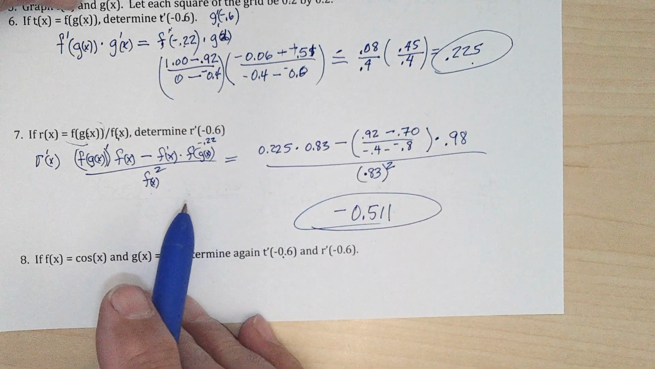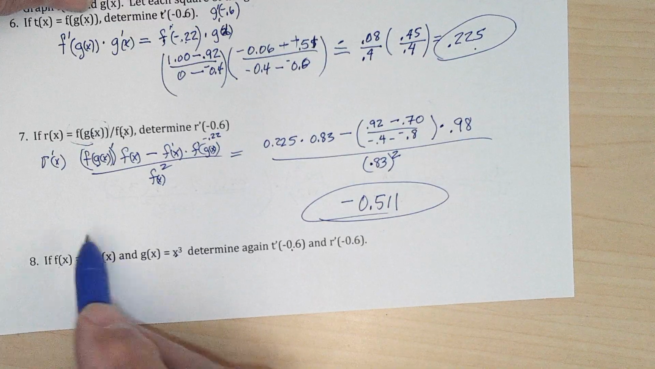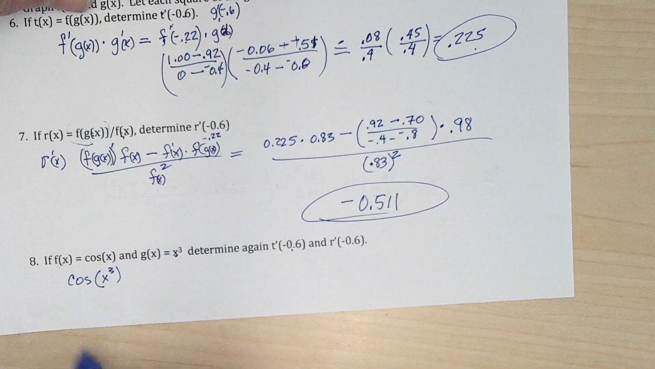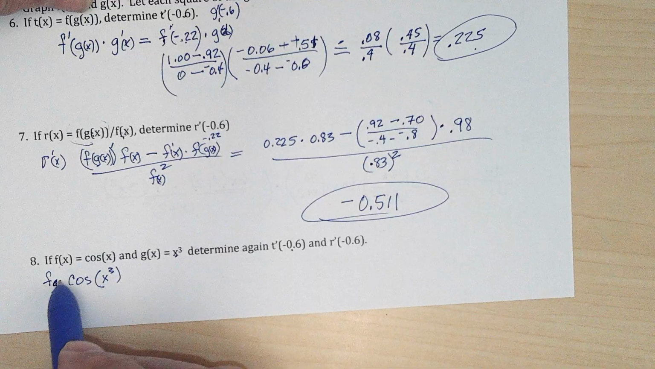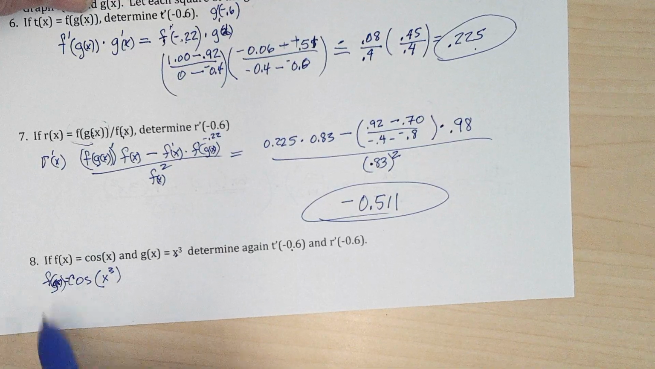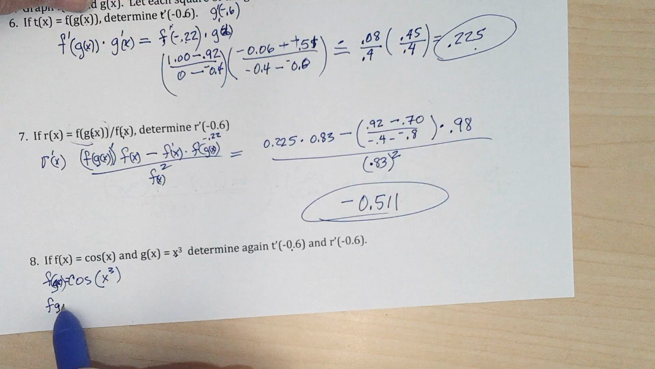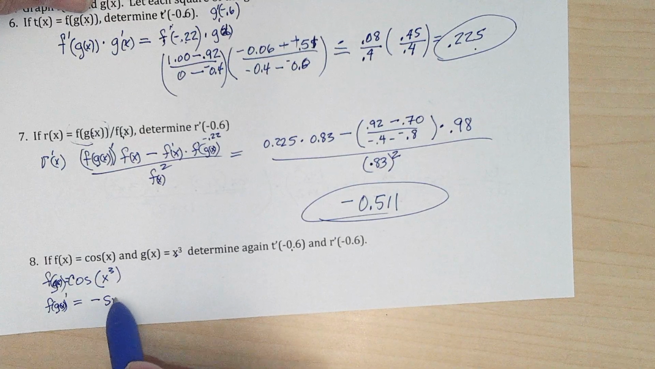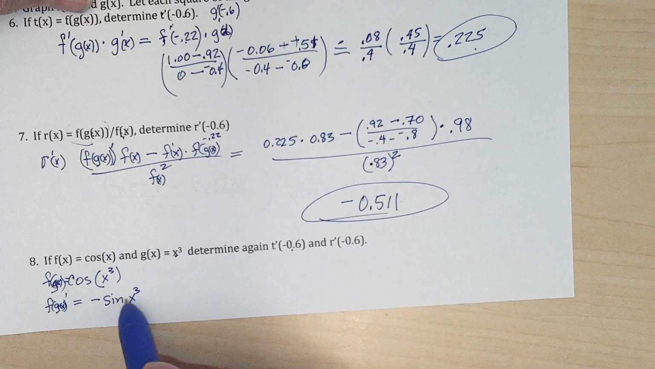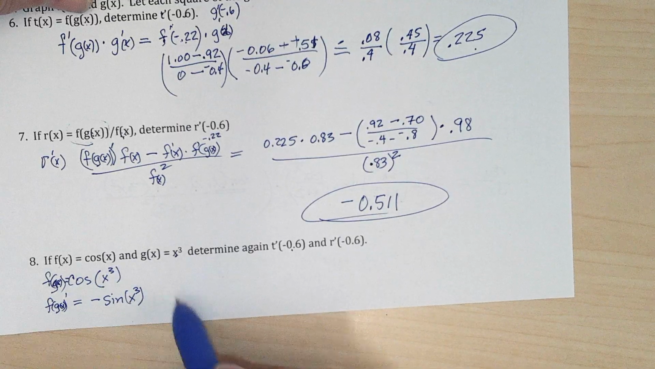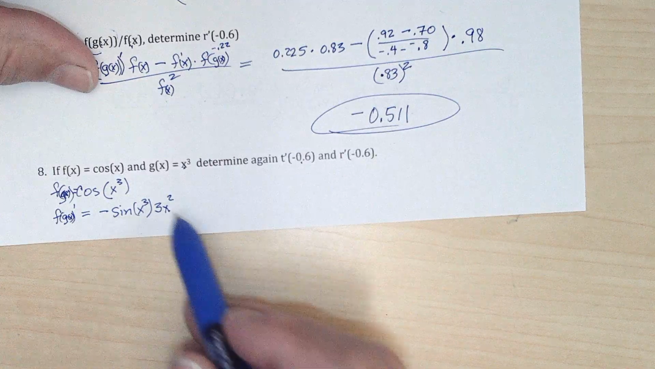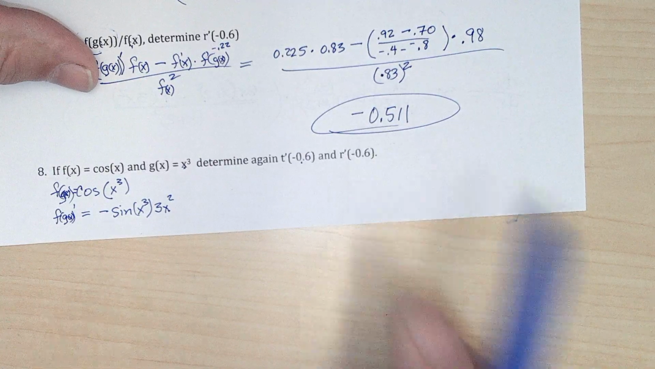So f of g of x. F is cosine of x, and of g of x, so we have to put x to the third in there. So that's f of g of x. So its derivative, the f of g of x derivative, is the derivative of cosine times the derivative of the inside, which is 3x squared. And we're supposed to do this at negative 0.6.